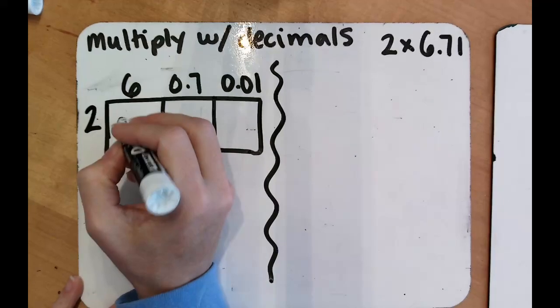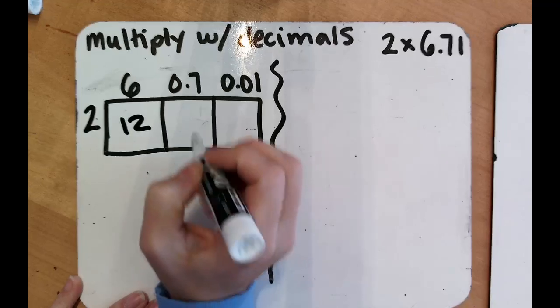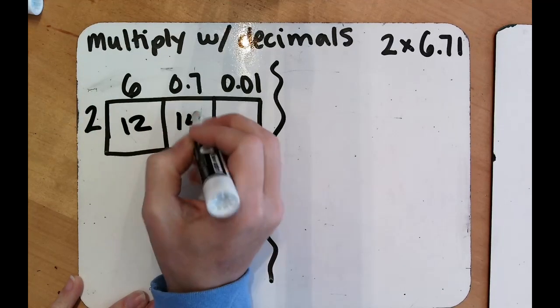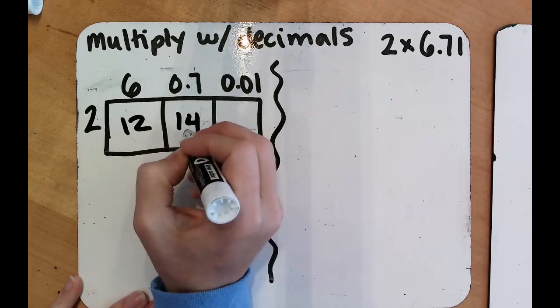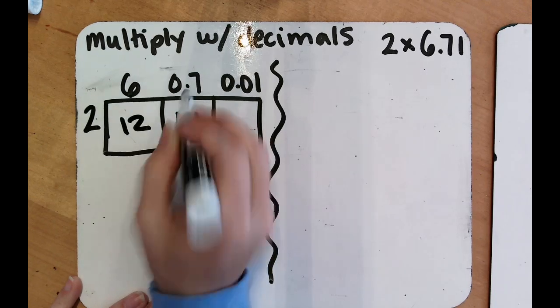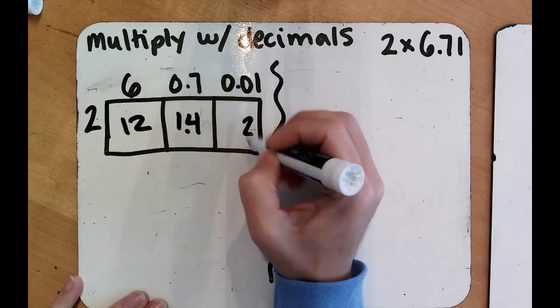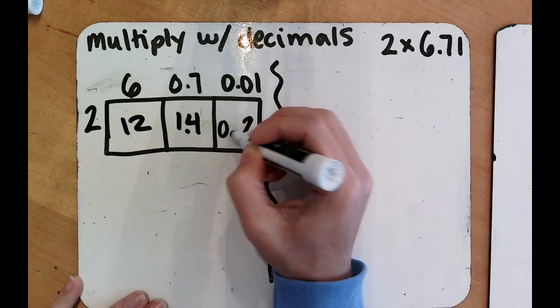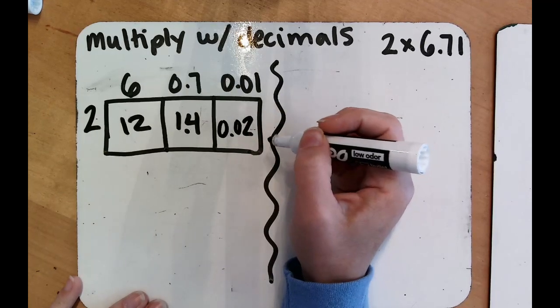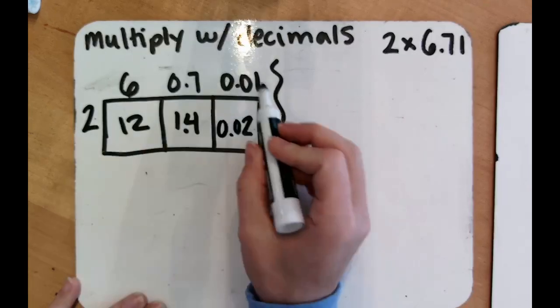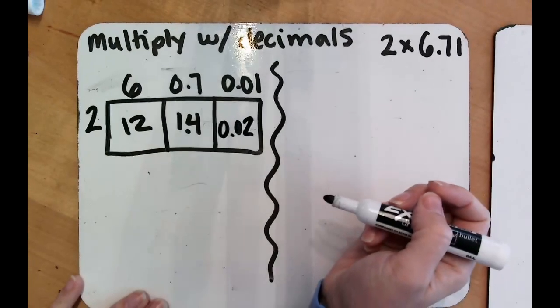All right, so 2 times 6 is 12. And then 2 times 7 is 14, but because of my place value here, I'm going to scoop in one decimal place. All right, 2 times 1 is 2, but I'm going to scoop back in 2 decimal places because I'm in the 100th place. I'm not in the ones place, I'm in the 100th place. So I need to make sure I note that here.